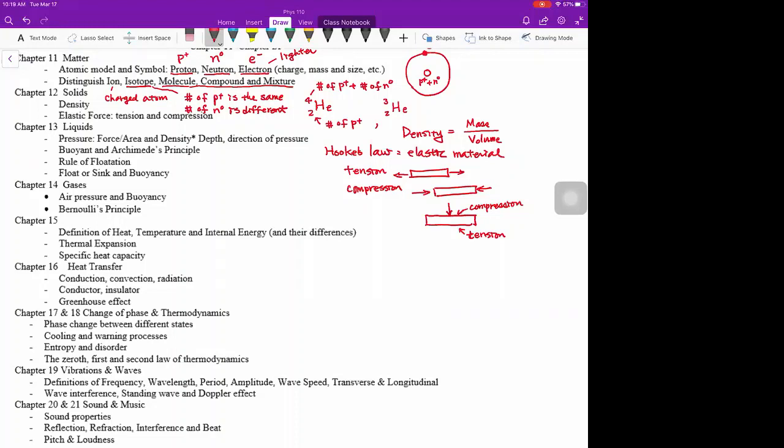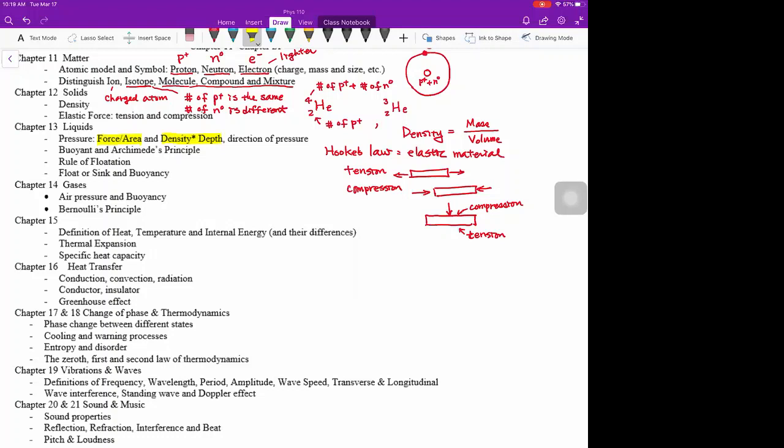The next one is going to be the liquid. We talk about a lot of things about the liquid. The most important thing is that we start with the definition of pressure. We have two different ways to define the pressure. You can use the force over area to get the pressure. You can also use the density times the depth. These are the two different ways we can define the pressure.